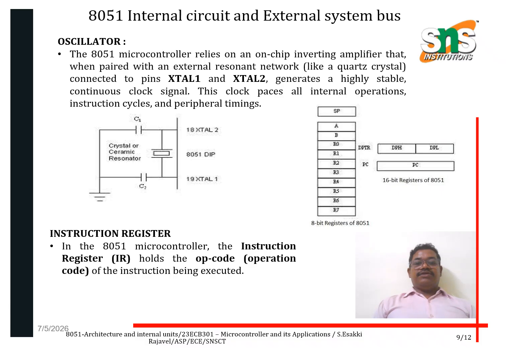This is the internal circuit and external circuit bus of the 8051. It has two oscillator pins, XTAL1 and XTAL2, which are nothing but crystal oscillator 1 as well as crystal oscillator 2. It generally provides a highly stable and continuous clock signal. That is why it is used in the 8051 architecture. And the instruction register holds the opcode of the instruction being executed in the 8051 architecture.